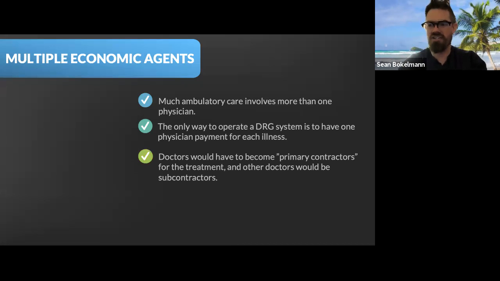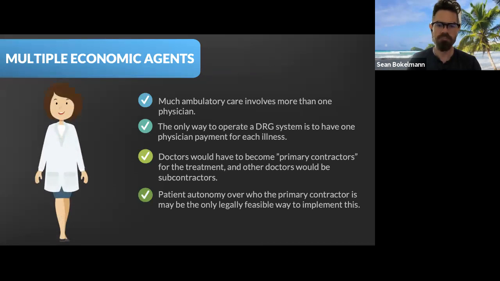Well, we could imagine that maybe the system would work where there's sort of a primary physician that is the primary contractor, and that any other physicians that are needed for the care of the patients would be essentially subcontractors. So that one physician collects all the payments and then has to make payments to these subcontractors out of their own payment. So this might work, and in fact, it might be the only legally feasible way to do this, is give the patient autonomy over who is the primary contractor. So even though it might be feasible, this seems kind of complicated and difficult to implement.